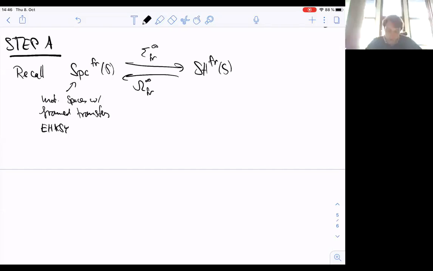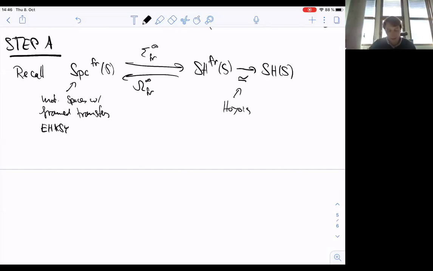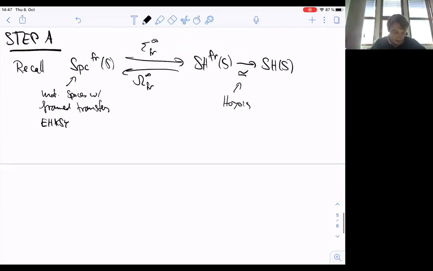And so the point is that you can forget the frames, I mean, spectra with frames but without transfers. So you just forget to ordinary spectra. And this is an equivalence. So this is due to Marc Hoyois. And what this tells you, or one of the things which this tells you, is that you can use these spaces with frame transfers as a convenient way for constructing spectra by taking so-called framed suspension spectra, right? I mean, just do this thing. And I'm going to do that for reasons which hopefully will become clear.